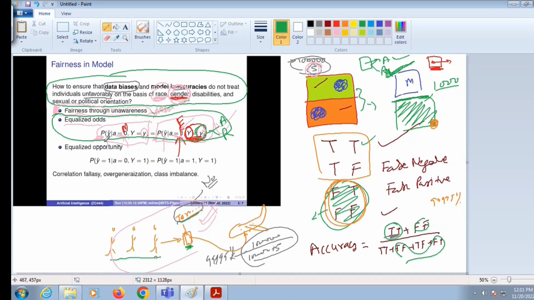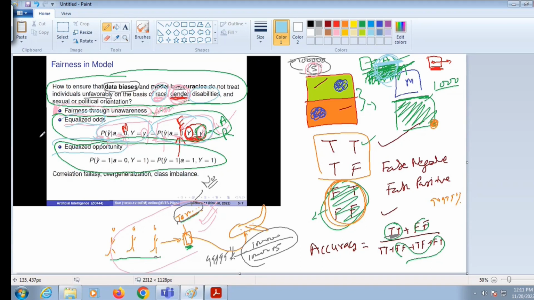Another thing is equalized opportunity, which is actually what I was telling earlier. Sometimes in the rejection cases we are not that interested, so we forget about the rejections. When I accept, the probability of acceptance of a boy or a girl should be the same, whatever race or disability or whatever. If I only consider acceptance, it is called equalized opportunity. If I consider both acceptance and rejection, then it is equalized odds.